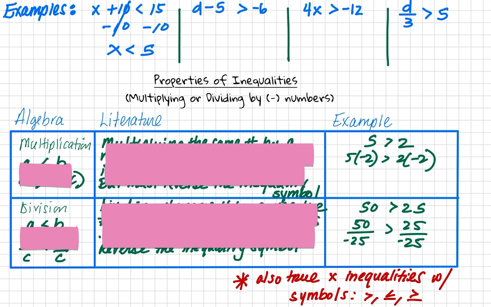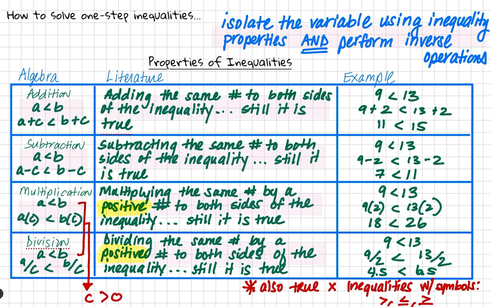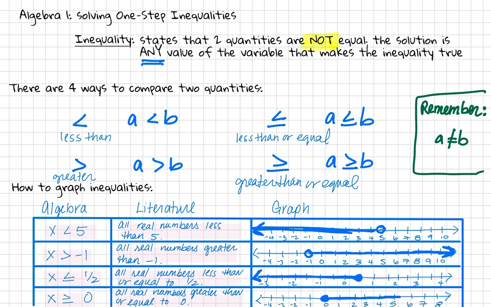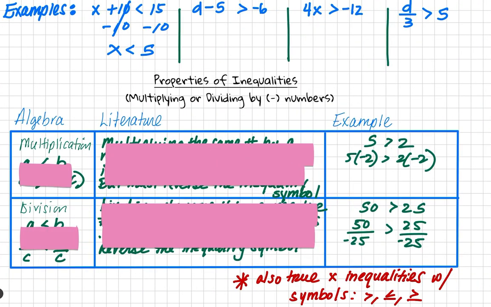So the answer is any value of the variable that makes the inequality true. So x is any value that makes it true. Anything under 5 is going to make this true because it's less than 5. So that's 4, 3, 2, 1, etc. 6 would not make it true because that's greater than 5. All right, let's move on.